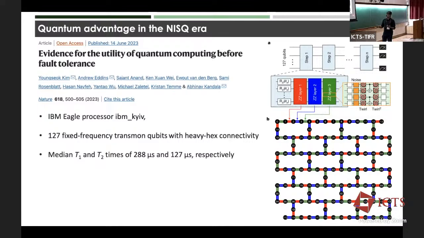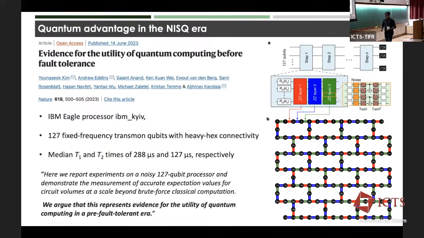For example, in our labs, we typically get 50 to 60 microseconds at best, but of course, many other groups have measured qubits in this range. And this is a quote from the paper: we report experiments on a noisy 127 qubit processor and demonstrate the measurement of accurate expectation values for circuit volumes at a scale beyond brute force classical computation. So again, this is not really a useful calculation.